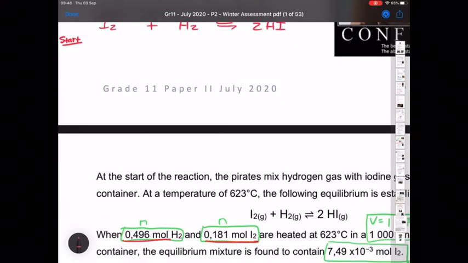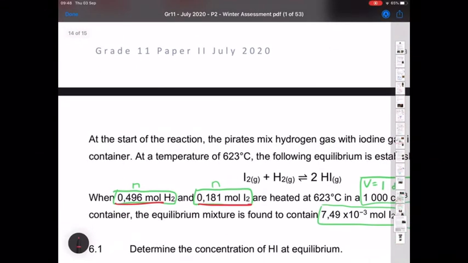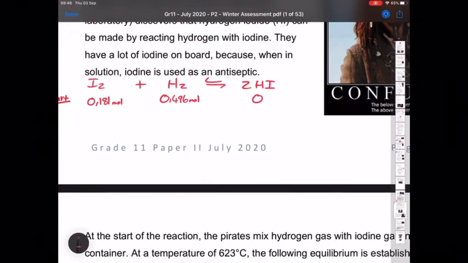Okay, so at the start we've got 0.496 moles of H2, and 0.181 moles of I2 at the start. Have we made any hydrogen iodide at the beginning? No. You're just adding those two reactants. You don't have any hydrogen iodide yet. So you've got 0 at the start.